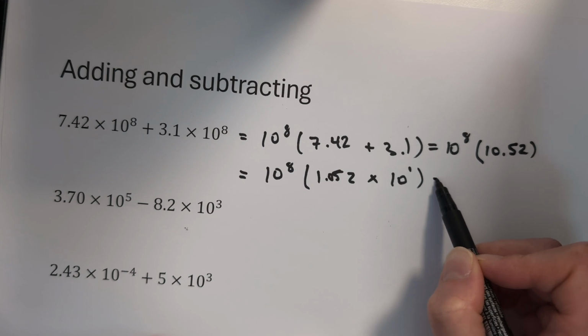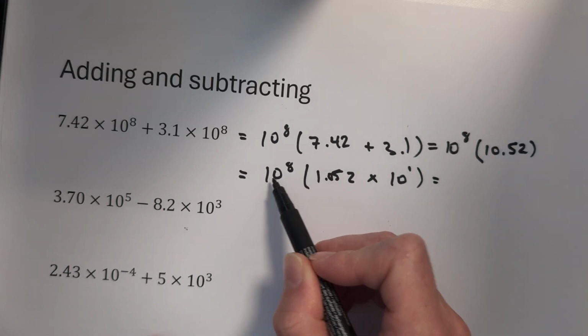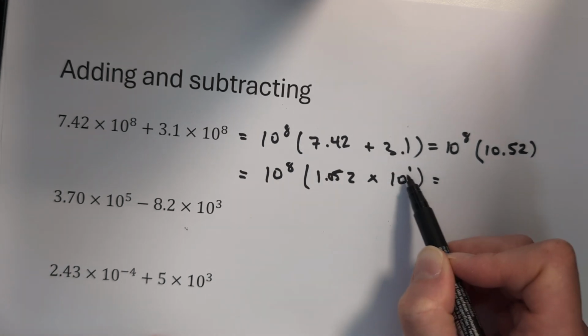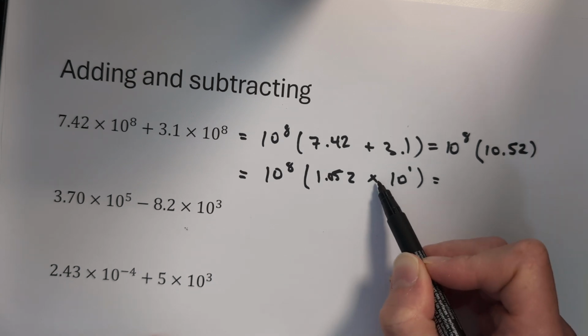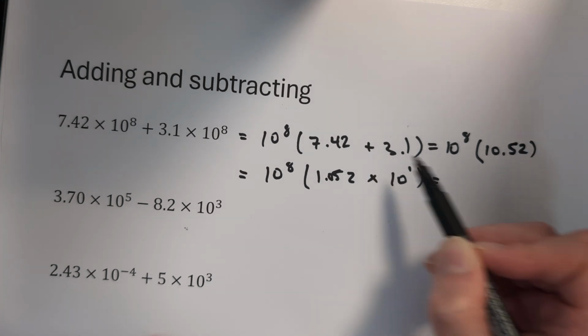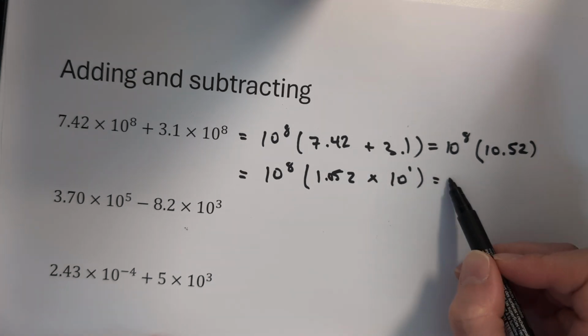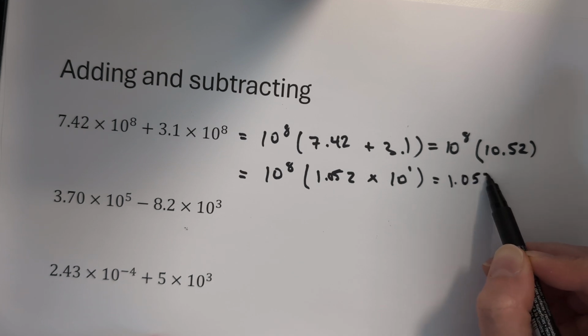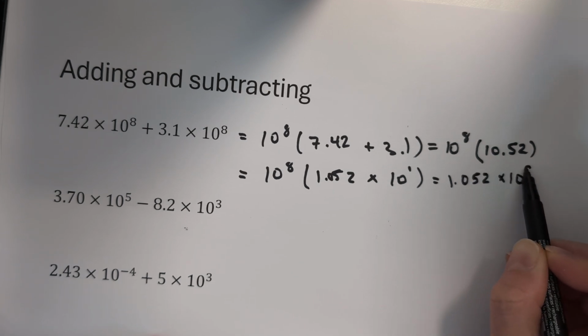And then again, watching those exponent laws, I want to multiply this through to there. This is not the distributive property. This is a times. It's not the plus here. So we don't do it times each piece. This is just going to be 1.052 times 10 to the 9th.